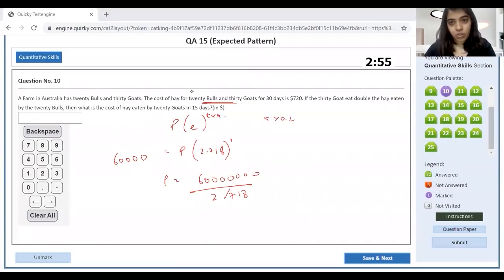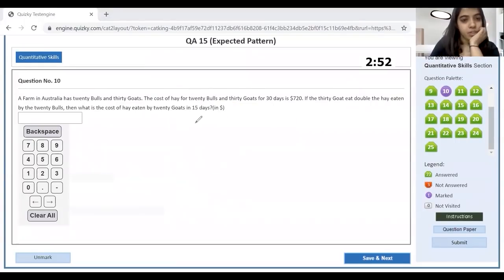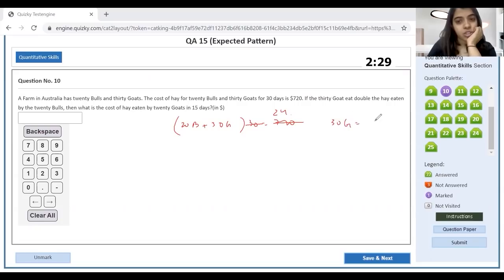Now we are going to do the bulls in this sum. 20 bulls and 30 goats. 20b plus 30g into 30 days is 720, right? So 30, 24. Fine. 30 goats eat double the hay eaten by 20 bulls. 40 bulls, right? They're asking 20 goats in 15 days, which is they're asking 15 to the 300 goats. So let's see.